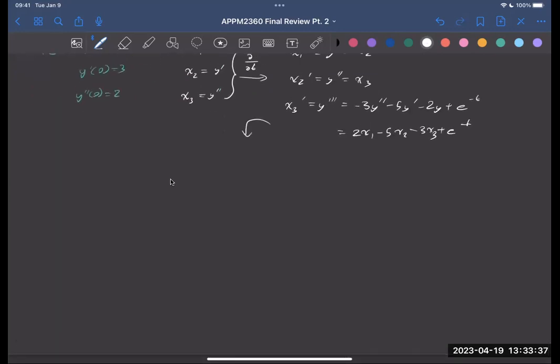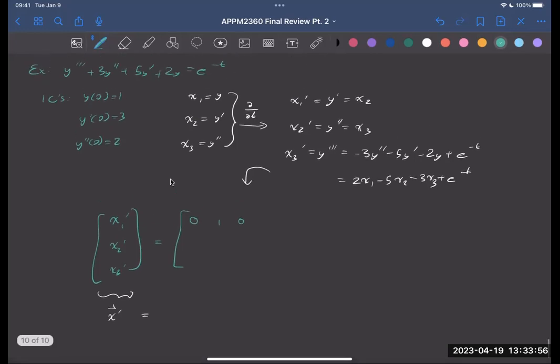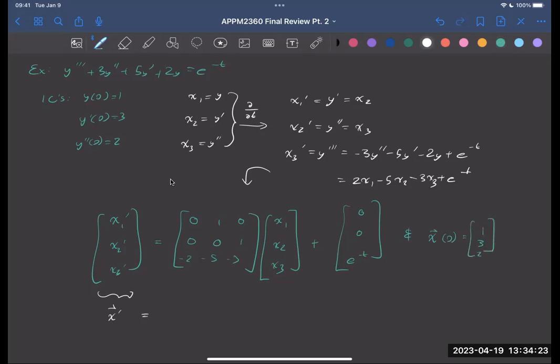Now that I have this, I can just represent this as a system of equations. So x1 prime, x2 prime, x3 prime, this vector, which I'll call x prime vector, is equal to my coefficients matrix: 0, 1, 0, 0, 0, 1, negative 2, negative 5, negative 3. I'm just taking the coefficients from these equations here. That times my variables x1, x2, x3, plus 0, 0, e to the negative t, with the initial condition that x of 0 is equal to 1, 3, 2. This is my coefficients matrix A, this is my vector x, and this is my forcing term f.